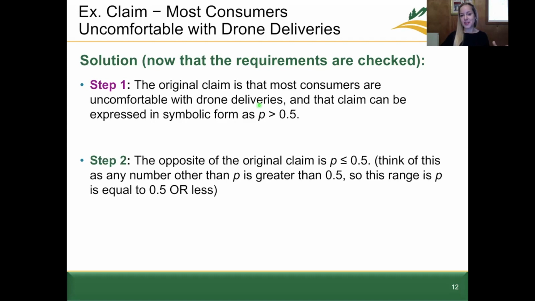Step number 2 is to figure out the notation that's opposite to our original claim. If our original claim is that p can only be greater than 0.5, then the opposite of that is that p would be equal to 0.5 or p is any number less than 0.5. How we represent all of that symbolically is to say that p is less than or equal to 0.5. Okay, so that was step number 1, that was step number 2. Let's go on to step number 3.